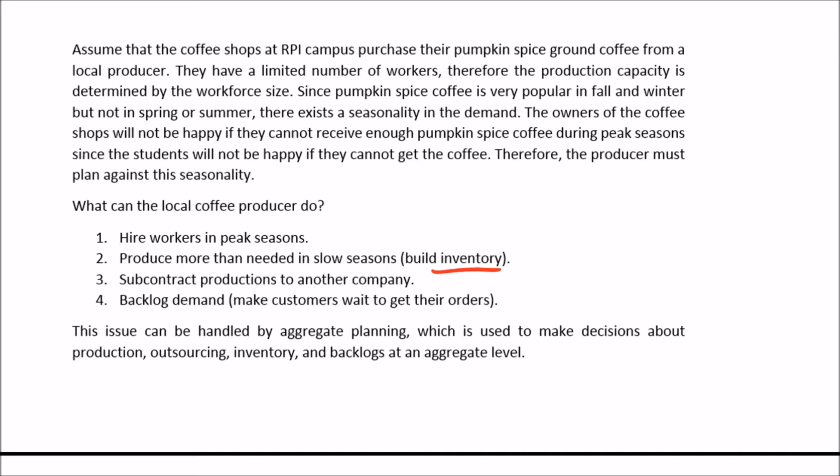So this issue that the local producer is having can be handled by aggregate planning. This planning is used to make decisions about production, outsourcing, inventory, and backlogs at an aggregate level. This is good because it provides some flexibility. Like you have some uncertainty in your demand, so there are fluctuations, and by using aggregate planning you provide some flexibility in your planning.